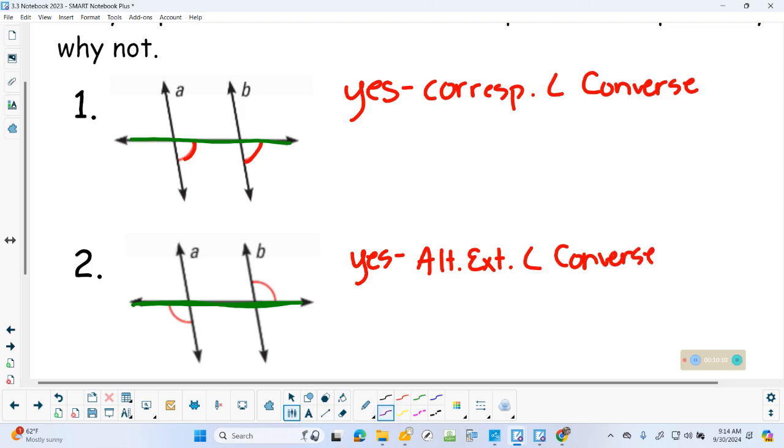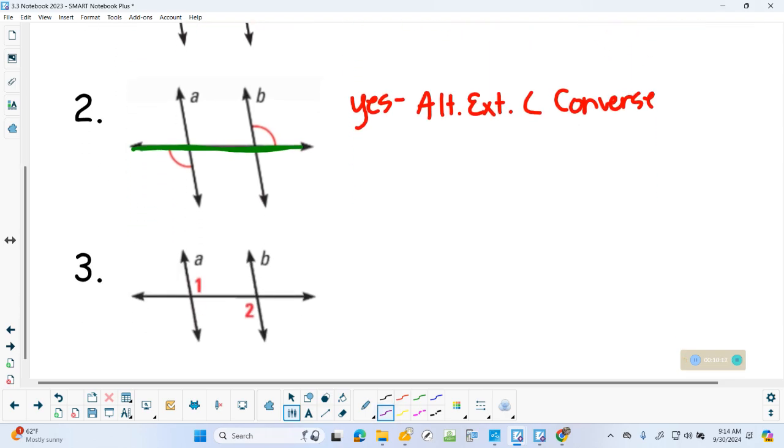All right, the last one, let's look at picture 3. So again, same thing. Here's our transversal. Okay, so 1 and 2. What type of angles are 1 and 2? Alternate interior. Are they congruent? Are there actual congruent marks on there? No. They're in red, which I mean, great, mine are in red, cool, super cool. But there's no actual physical congruent marks on it. I cannot assume that those angles are congruent. So this one is a no.